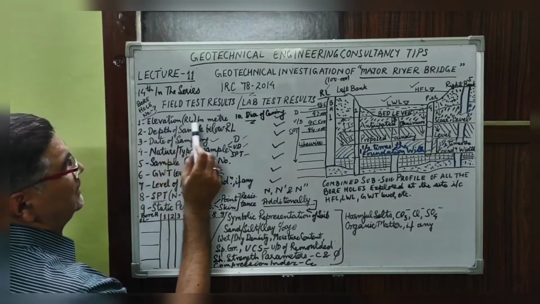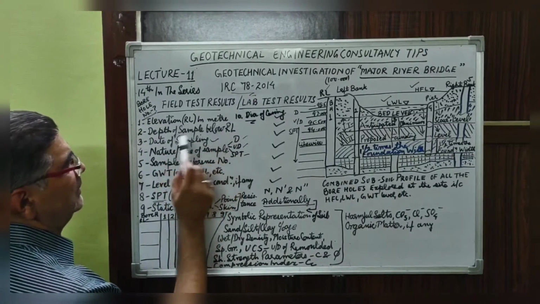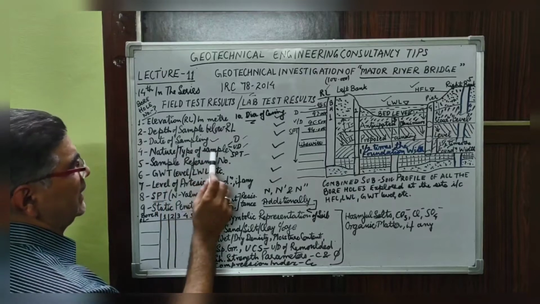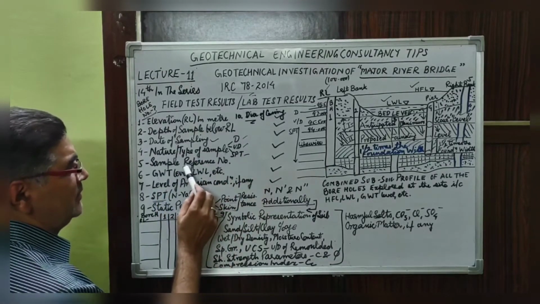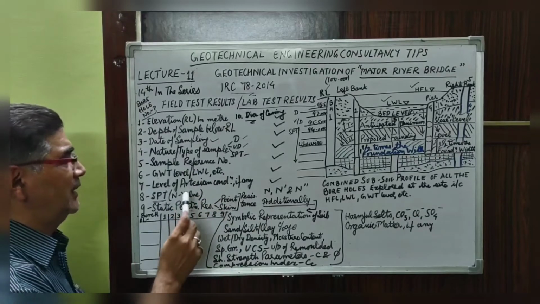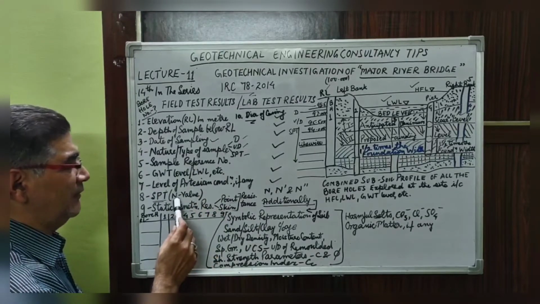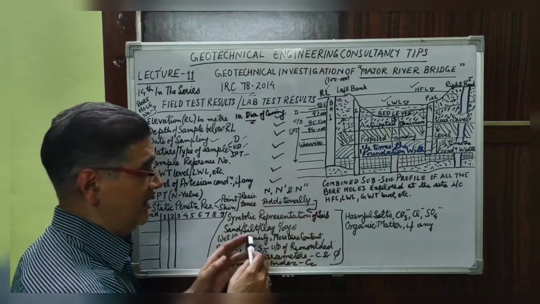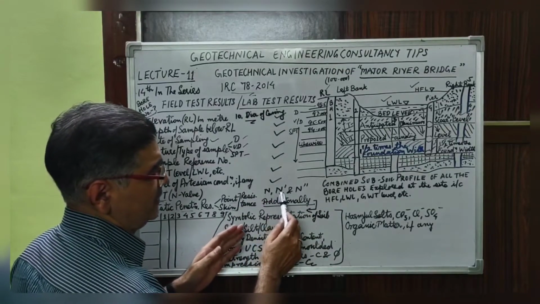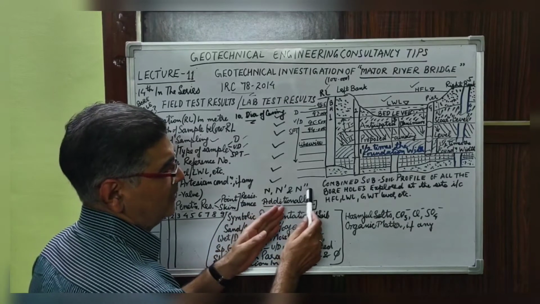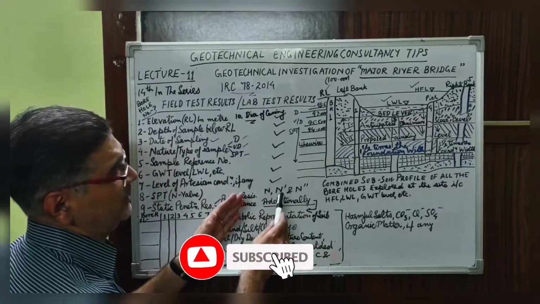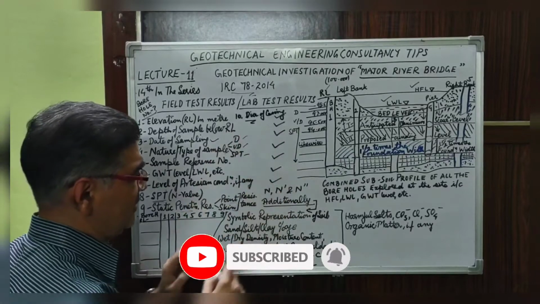Likewise, elevation of borehole, depth of sample, date of sampling, nature and type of samples, whether disturbed, undisturbed, or standard test sample, sample reference number, groundwater table level, artesian condition if any, N values with N dash and N double dash. N dash is the standard penetration test value corrected for overburden, and this is the N value corrected for dilatancy, N C. This also needs to be incorporated in the lab test result sheets.